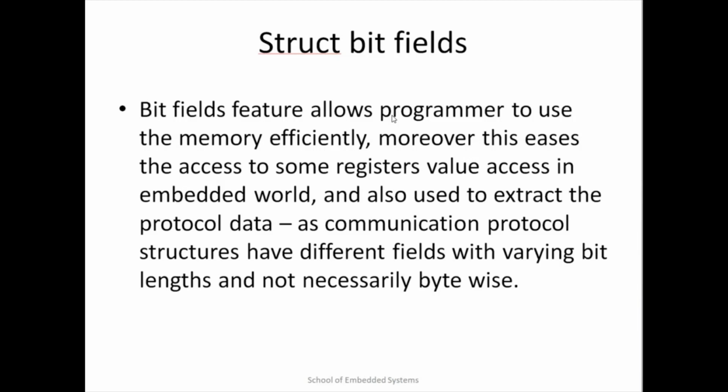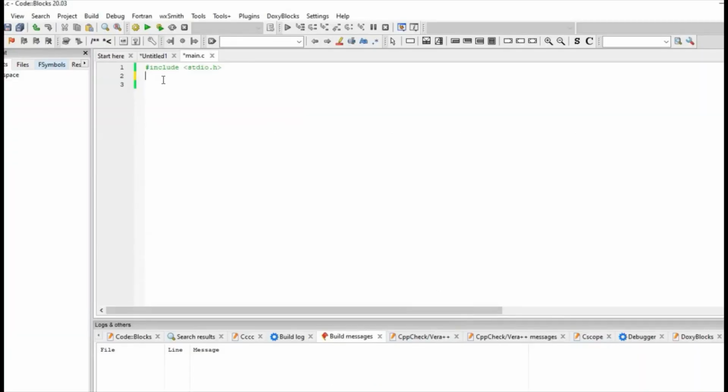Also, in any communication protocol, say TCP/IP or even the Ethernet protocol, every protocol has a header, and that header has different fields, and each field has a varying length of bits. A header ID would be of 2 bits, to indicate IPv4 or IPv6. To extract such things, we can make use of bit fields. Let me demonstrate the usage of bit fields using a C program.